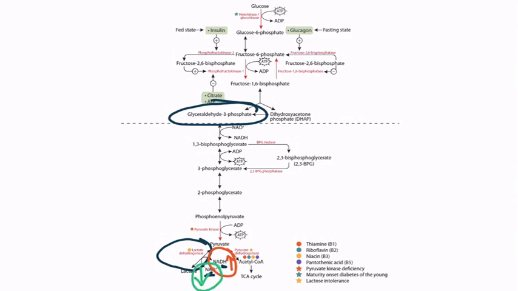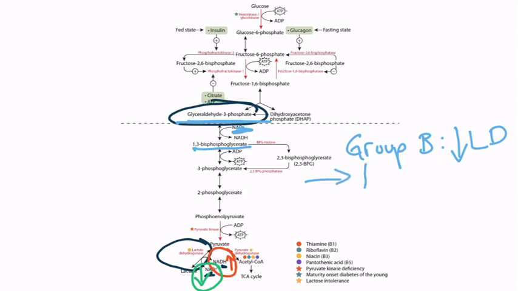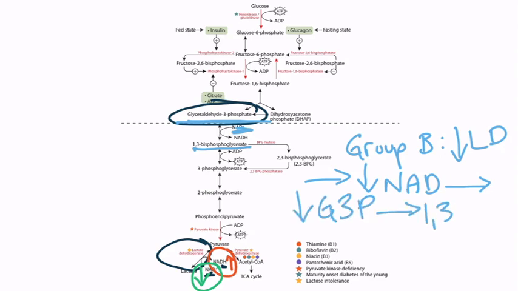In glycolysis, glyceraldehyde 3-phosphate is converted into 1,3-bisphosphoglycerate. This step requires NAD, which you can see right here. Because NAD levels are limited in the mice with a lactate dehydrogenase deficiency, this reaction in glycolysis cannot occur. So mice from group B have decreased lactate dehydrogenase activity. This results in decreased NAD, which inhibits or decreases the conversion of glyceraldehyde 3-phosphate to 1,3-bisphosphoglycerate. As a result, the levels of glyceraldehyde 3-phosphate would likely accumulate.